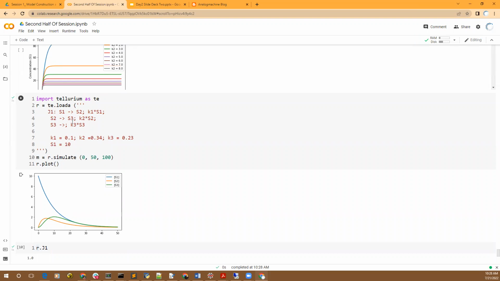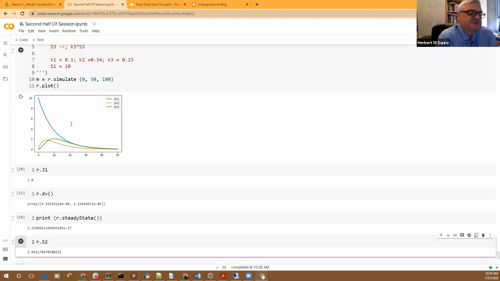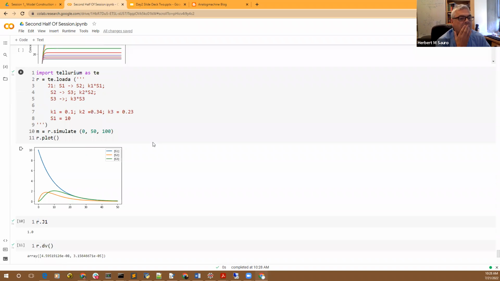Herbert, can you mention what is technically the return value for the steady state function again? It's the sums of the squares of the dx by dt's. Okay, so each dx by dt is squared and summed. Got it. And they all go to 0 as it approaches steady state. At what time point? At the last time point of the simulation? There's no time points.